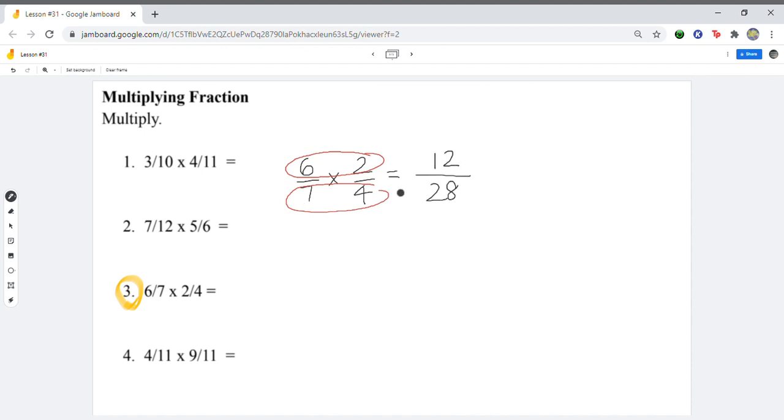With all fractions, whether you're multiplying, adding, subtracting, or dividing, what you have to do at the end is simplify them. So we're going to simplify 12 over 28 into its simplest form. To get it to simplest form, I just need to divide the numerator and the denominator by 4. The simplified numerator becomes 3. The simplified denominator becomes 7. So the simplest form of 12 over 28 is 3 over 7. And that's ultimately your final answer for number 3.